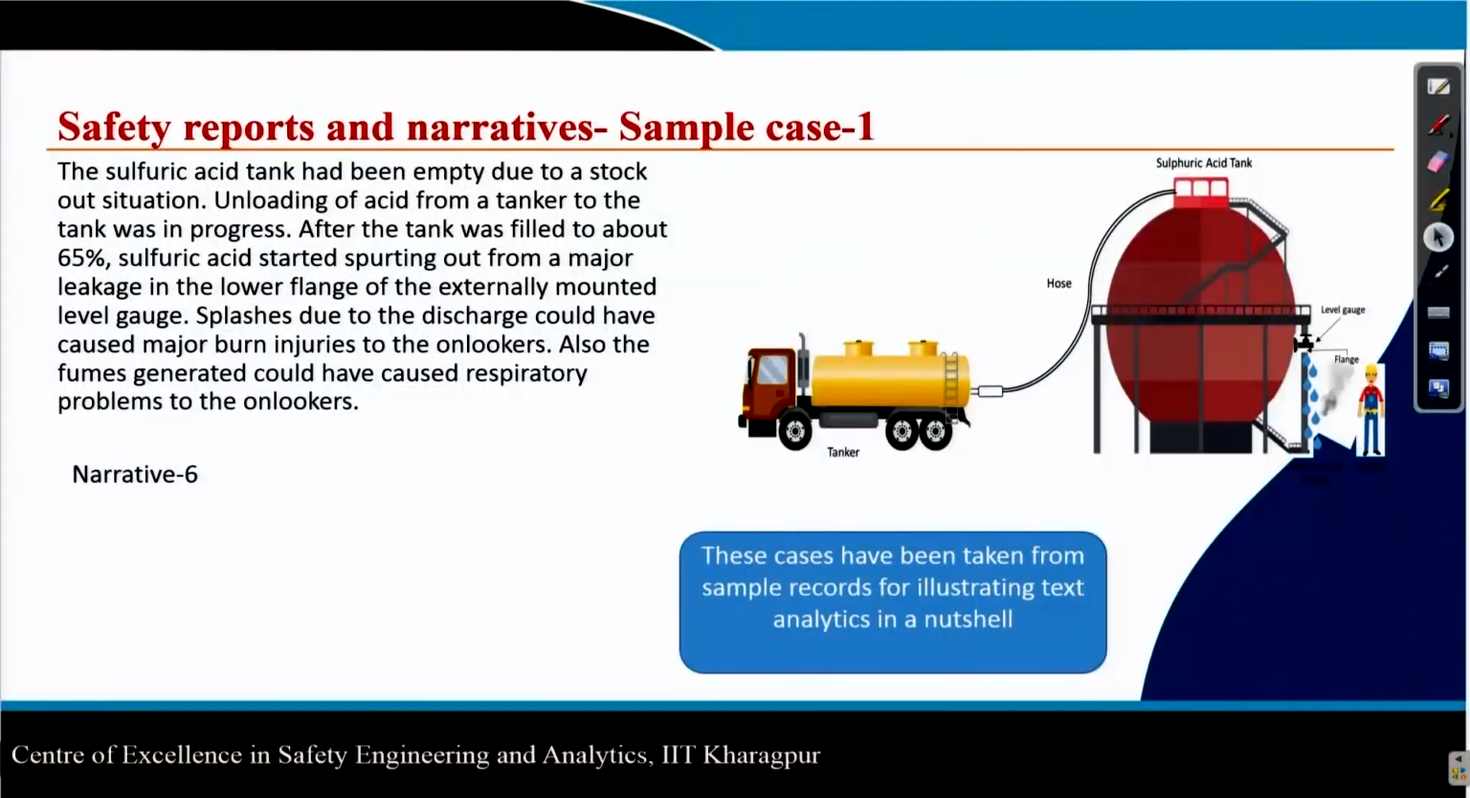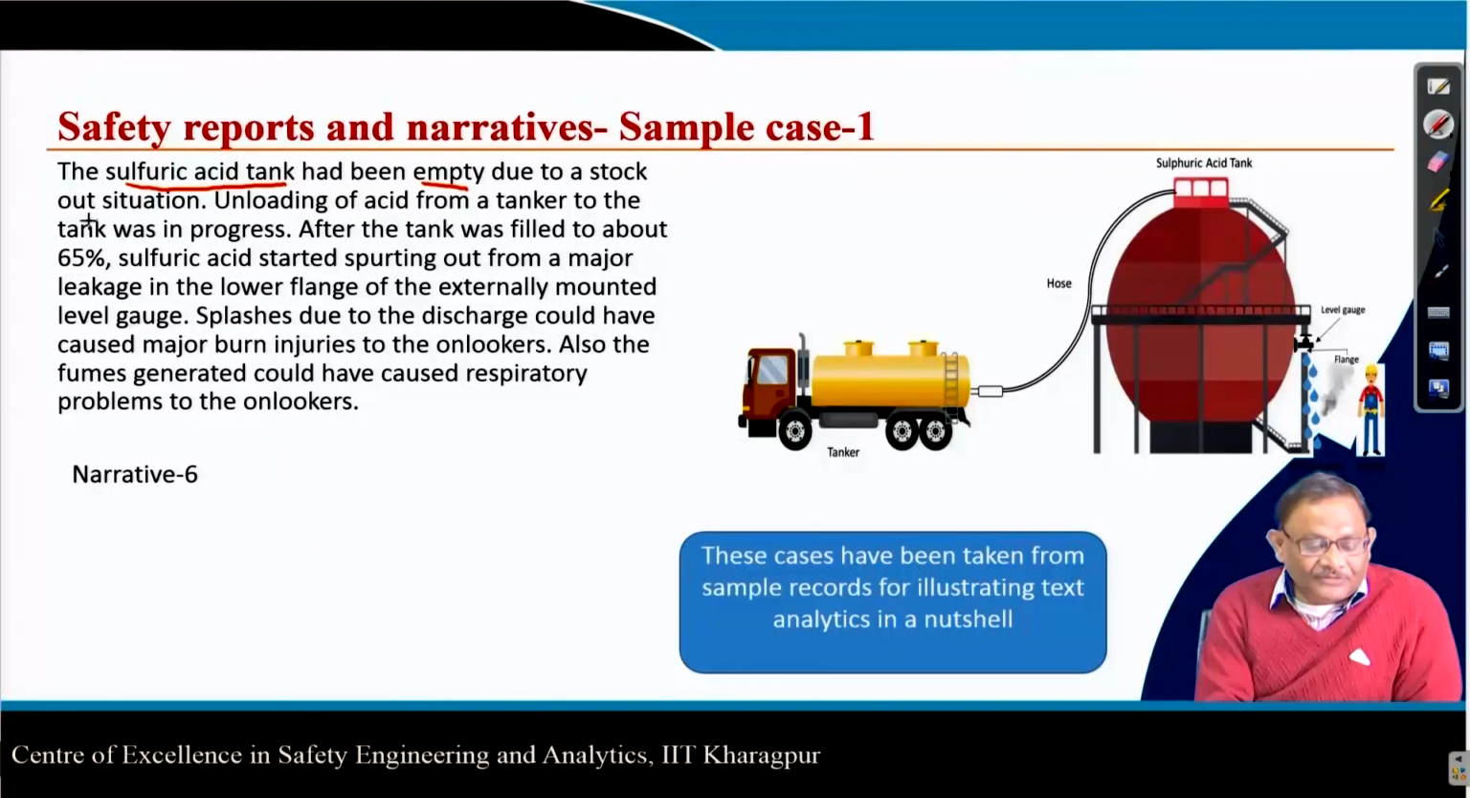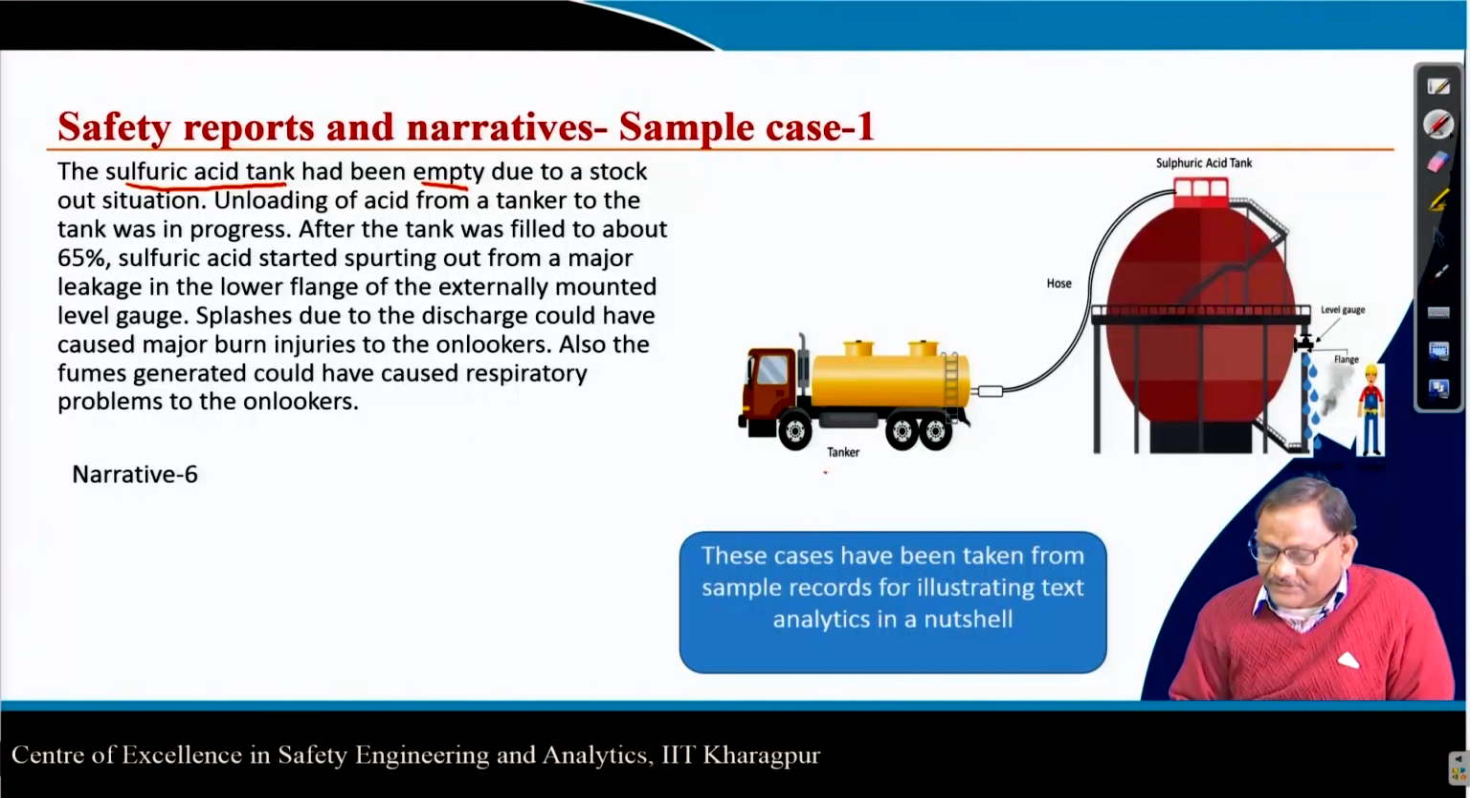Let us concentrate on narrative 6. It talks about the sulfuric acid tank that had been empty due to a stock out situation. Unloading of acid from a tanker to the tank was under progress. So, this is the tanker and this is our sulfuric acid tank, and from the tanker sulfuric acid is unloaded, I can say loaded, into the sulfuric acid tank.